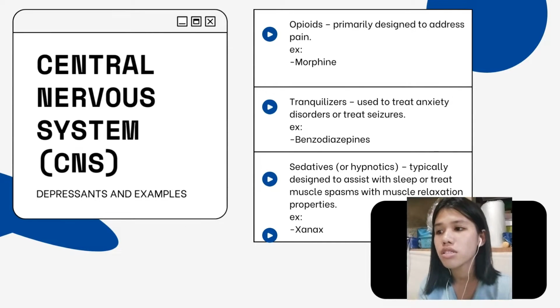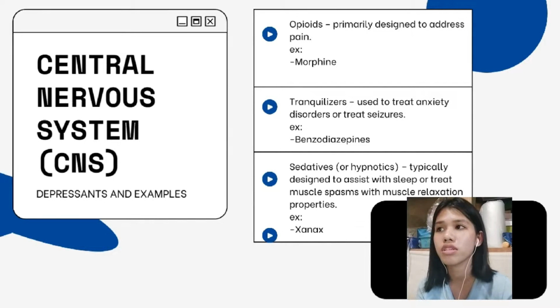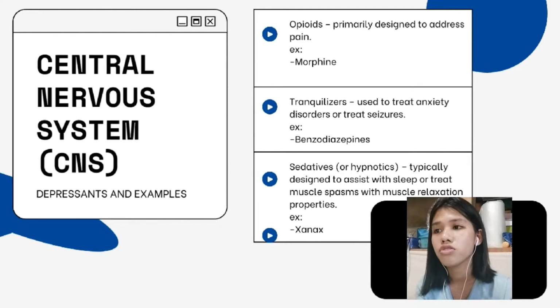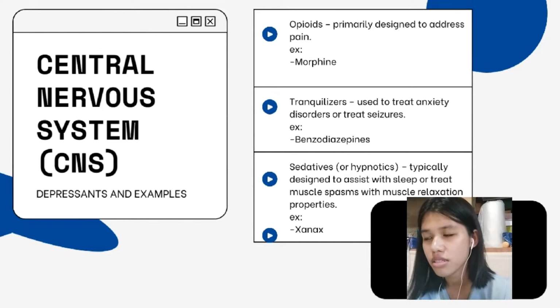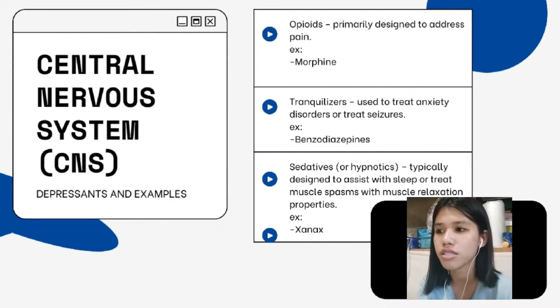So the examples of the CNS depressants are the opioids, which are primarily designed to address pain. An example of this type of drug is morphine. Next are the tranquilizers. They are used to treat anxiety disorders or seizures. An example for this type of drug is the benzodiazepines. The next example is the sedatives or hypnotics. They are typically designed to assist with sleep or treat muscle spasms with muscle relaxation properties. An example for this one is Xanax.